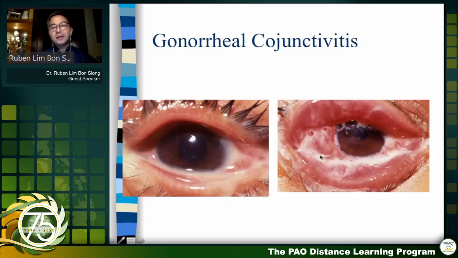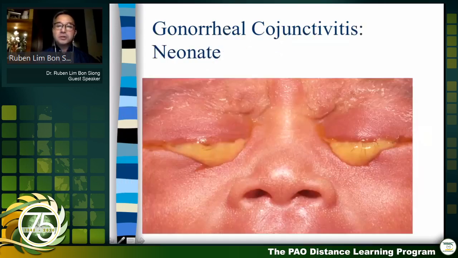Again, there is diffuse congestion of the conjunctiva with chemosis, and a very prominent purulent discharge. In a neonate, the symptoms usually start less than 5 days from birth. So if you have purulent discharge in a newborn less than 5 days of life, then you're almost sure that you're seeing a case of gonococcal ophthalmia neonatorum.